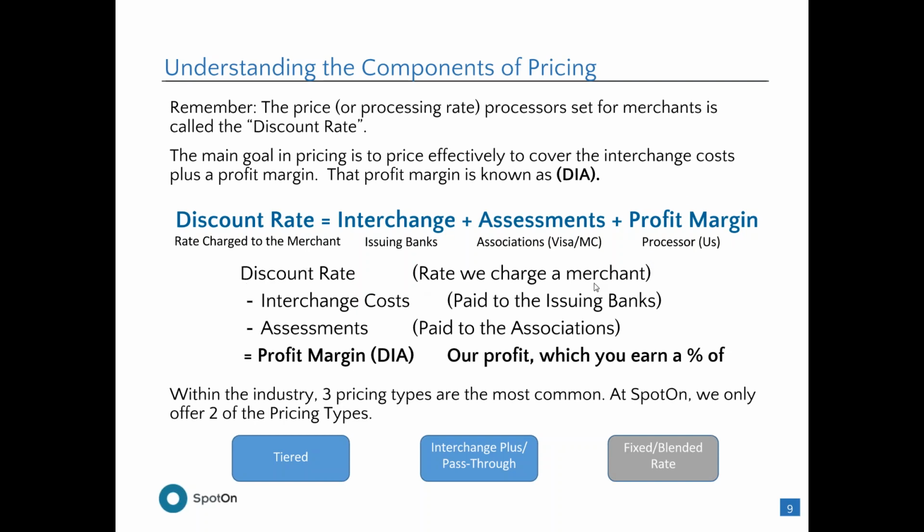The discount rate is the rate we charge the merchant. After we've charged the rate to the merchant and collected those fees, we have to then pay out the interchange costs to the issuing banks. We have to pay out assessments to the associations. And then what is left is that profit margin, or that DIA. Discount rate minus interchange minus assessments, D minus I minus A, DIA is profit margin.